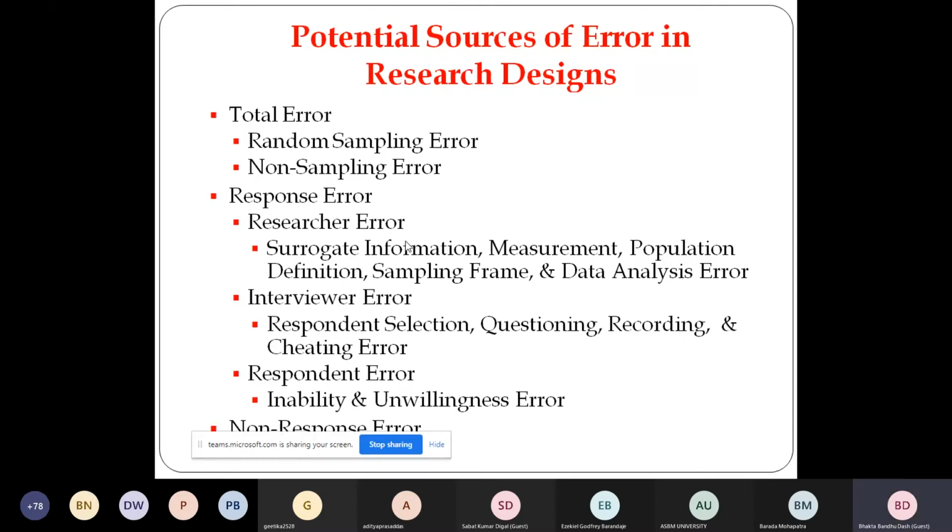Because I am a key user, but he is the end user. I designed the questionnaire, but he is using the questionnaire on my behalf. So he is the end user. Ultimately, he may not share, he may not disseminate the same information that I intend to ask my respondent. So that is called a researcher error. There might be a measurement error.